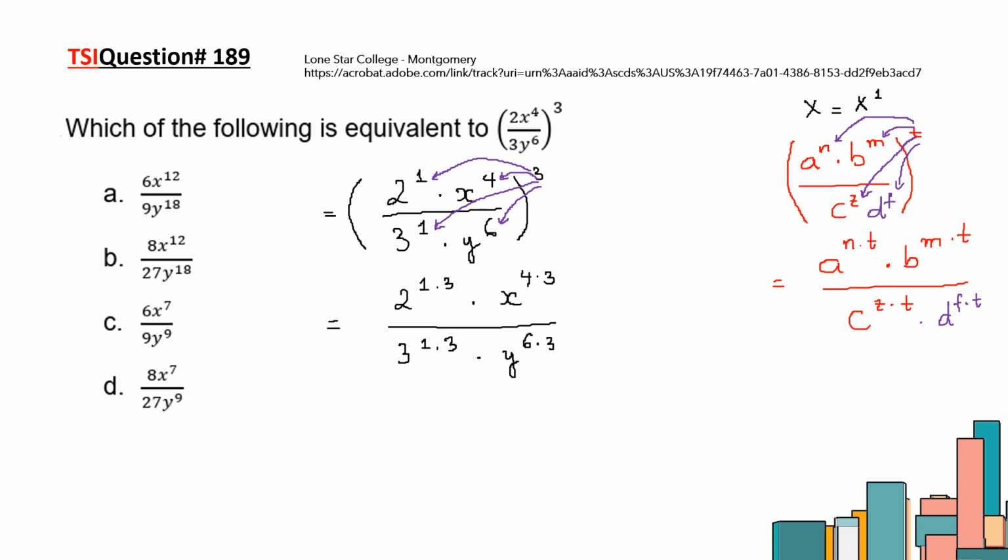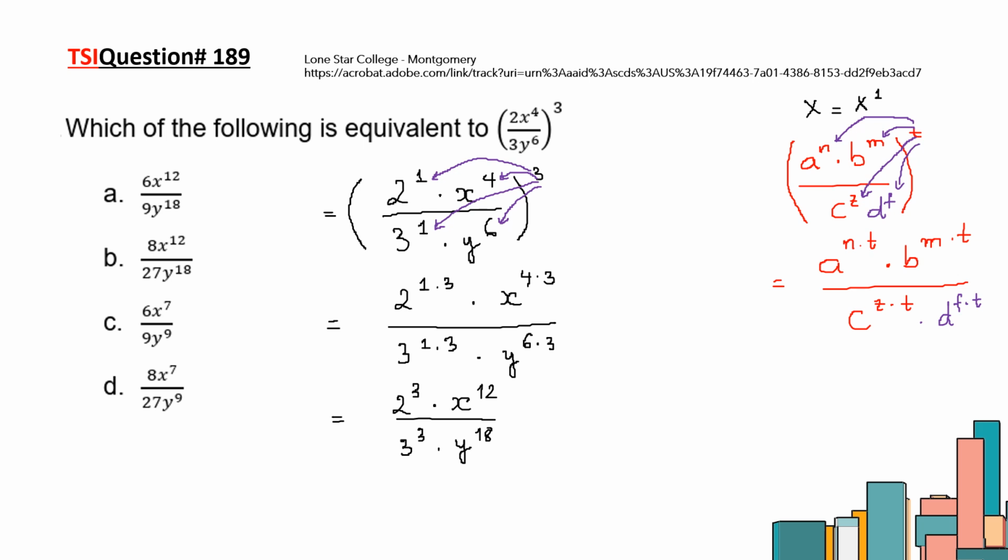Now our job is to simplify, and then we're done. 2 to the power of 3. 1 times 3 is 3. Times x to the power of 4 times 3 is 12. All over 3 to the power of 3 times y to the power of 18.